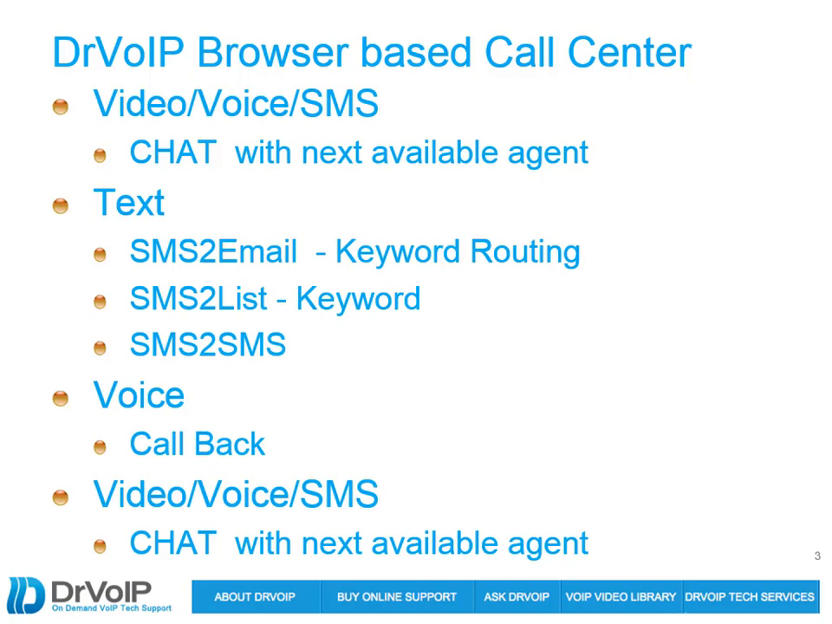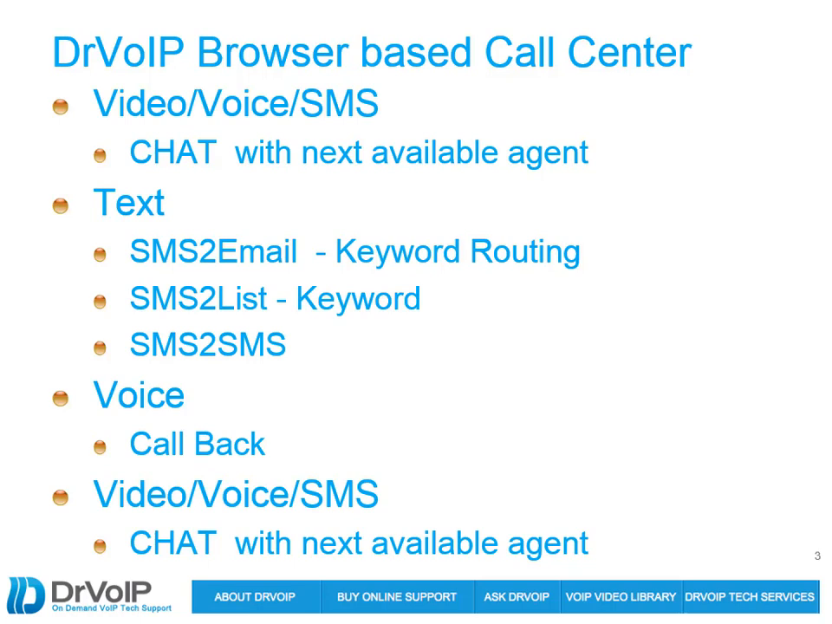We also have SMS to list, which is, again, using a keyword. You publish a telephone number, and an incoming text will be added to a list. This is useful in marketing programs, employee notification programs, in which a keyword adds the ID of the incoming text to the list, and then you have the ability to send bulk messages out to your list.